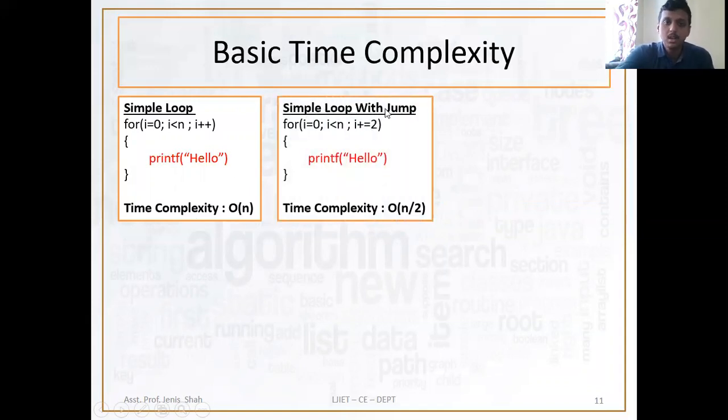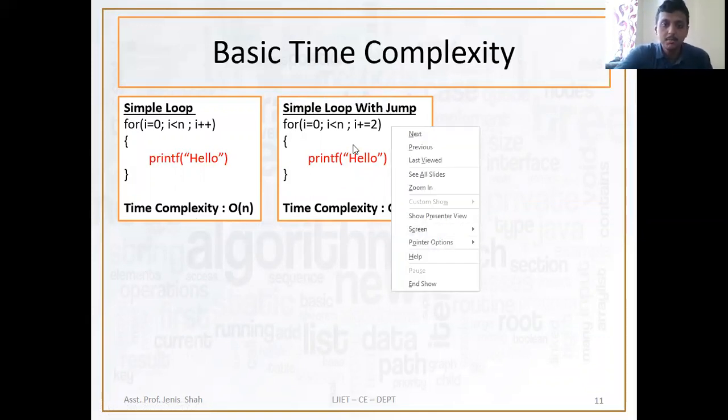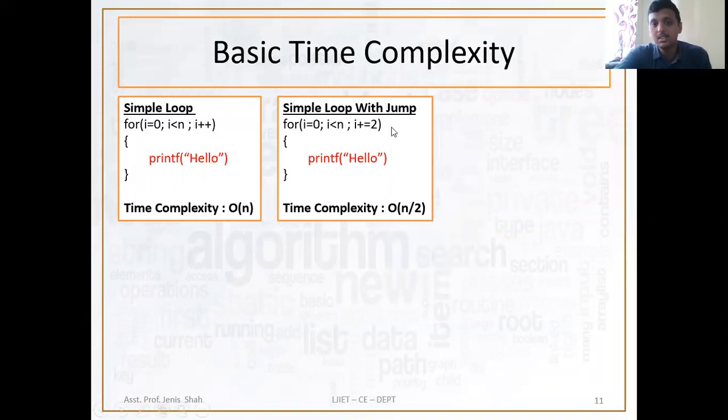Now the simple loop with jump. See, i is equal to 0, i less than n, i plus equal to 2. So here the variable i will jump by 2. i is 0, then 2, then 4, then 6. So this statement will be executed, if n is equal to 6, 3 times. If n is equal to 10, then 5 times. And if n is equal to n, then n by 2 times. Is that clear? So the time complexity is O(n/2).